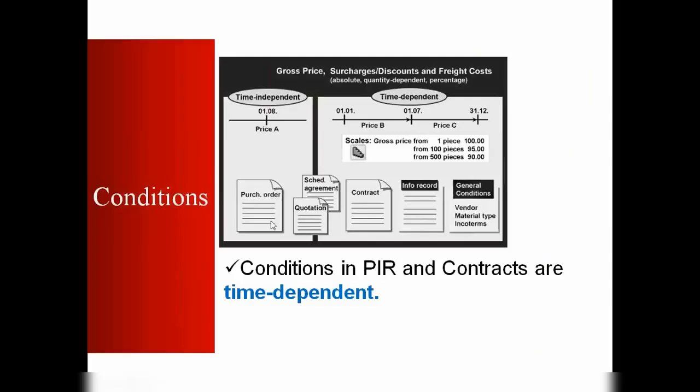Okay, so you can specify a time, starting from today, or starting from next year, or ending on a particular date. But the condition in a purchase order is always time independent. That means you can't put in a time specific in the purchase order. There is no option for that.